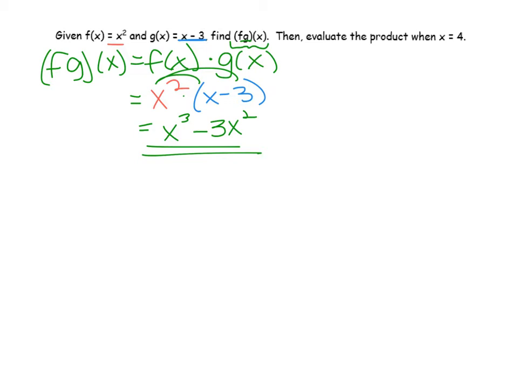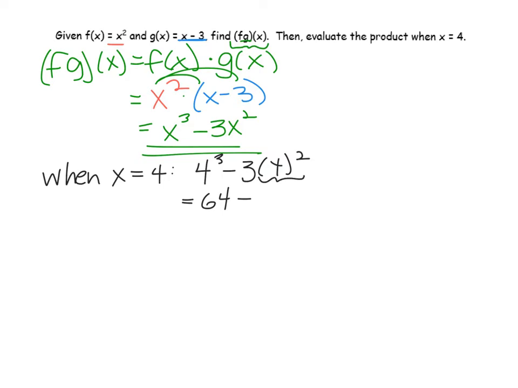That's all you do. It says then evaluate when x is 4. Just like the other two, you're going to substitute 4 in and simplify. In this case, we'll have 4 to the third power minus 3 times 4 squared. 4 to the third power is 64. 3 times 4 squared, well 4 squared is 16, times 3 is 48. 64 minus 48 would equal 16. That's the product when x equals 4.